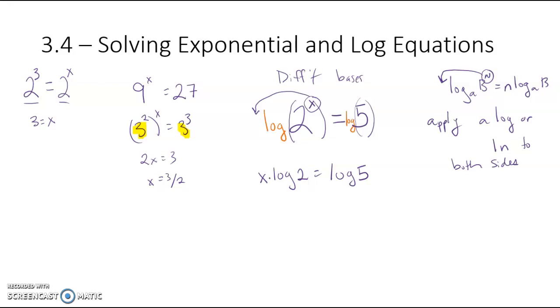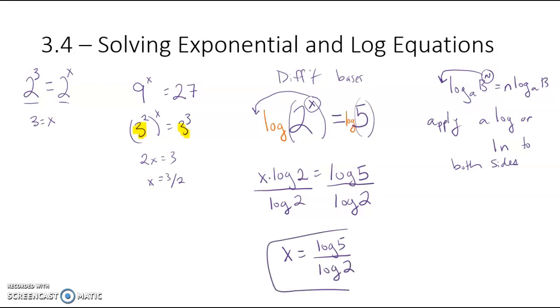And now the only way to get rid of a log of 2, because again, log of 2 is a number, is to divide. So I'm going to divide both sides by log of 2, and I'm going to get log of 5 all over log of 2. All right? This is an exact answer. If we want to find an approximate answer, we can plug it into our calculator.